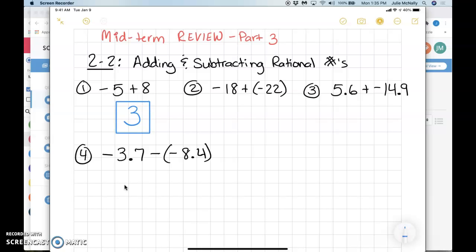Are the signs the same or different? Negative 40. They're the same, so I add the numbers, and it's 40, but the answer keeps the sign, which is negative. Good.